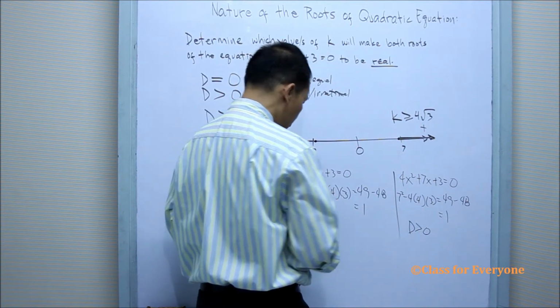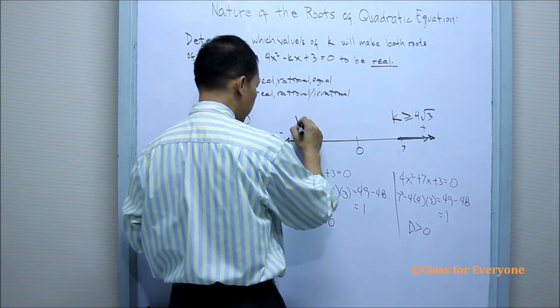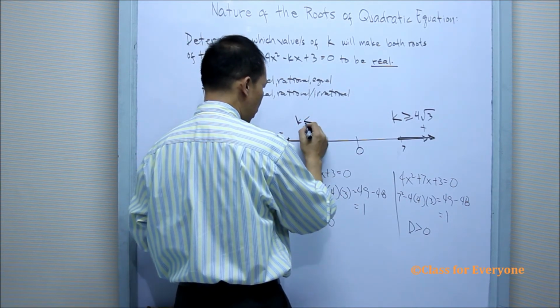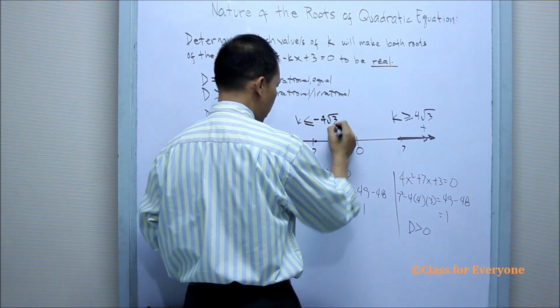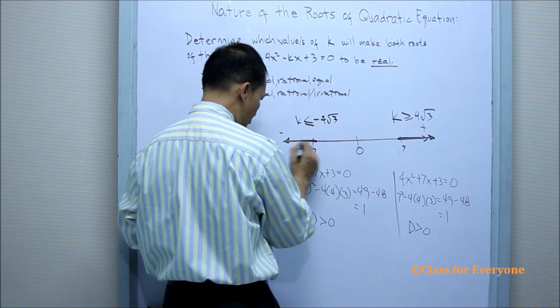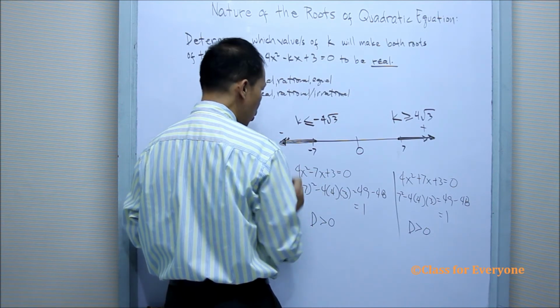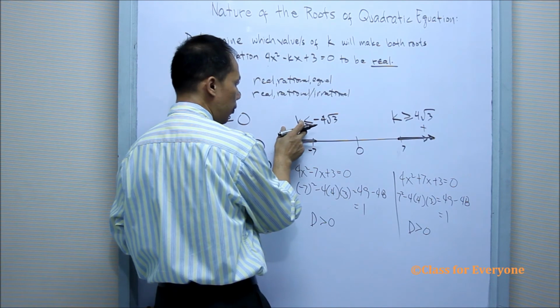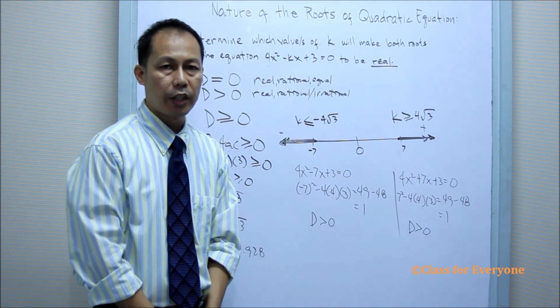Therefore, the value of k must be less than or equal to negative 4 times the square root of 3. And this arrow goes to the left. The solution set now will be this one, and to the right of positive 4 times square root of 3.